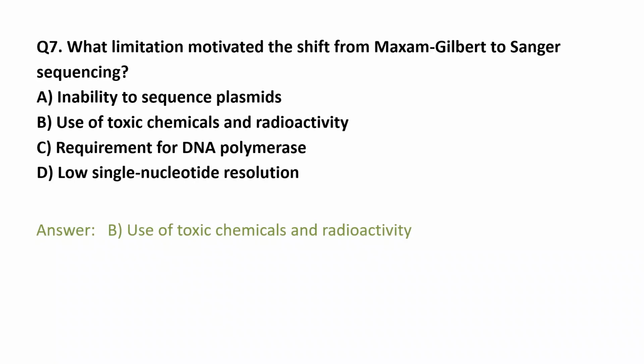Apart from that, there was the complexity: the procedure was labor intensive and technically challenging compared to Sanger sequencing, which was simpler and involved enzymatic reactions rather than chemical cleavage. And low throughput: Maxam-Gilbert sequencing was not easily scalable for large scale projects like genome sequencing.